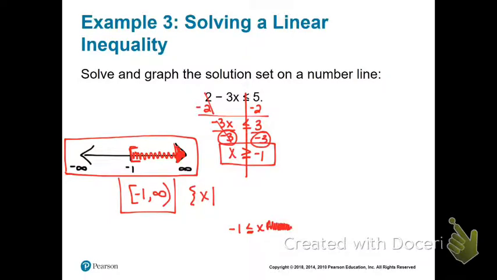So when I flip this over, notice my arrow is pointing at the -1. So x, flip it, -1, and then check. Is your arrow still pointing at the -1? It is. So that would be it in set builder notation.